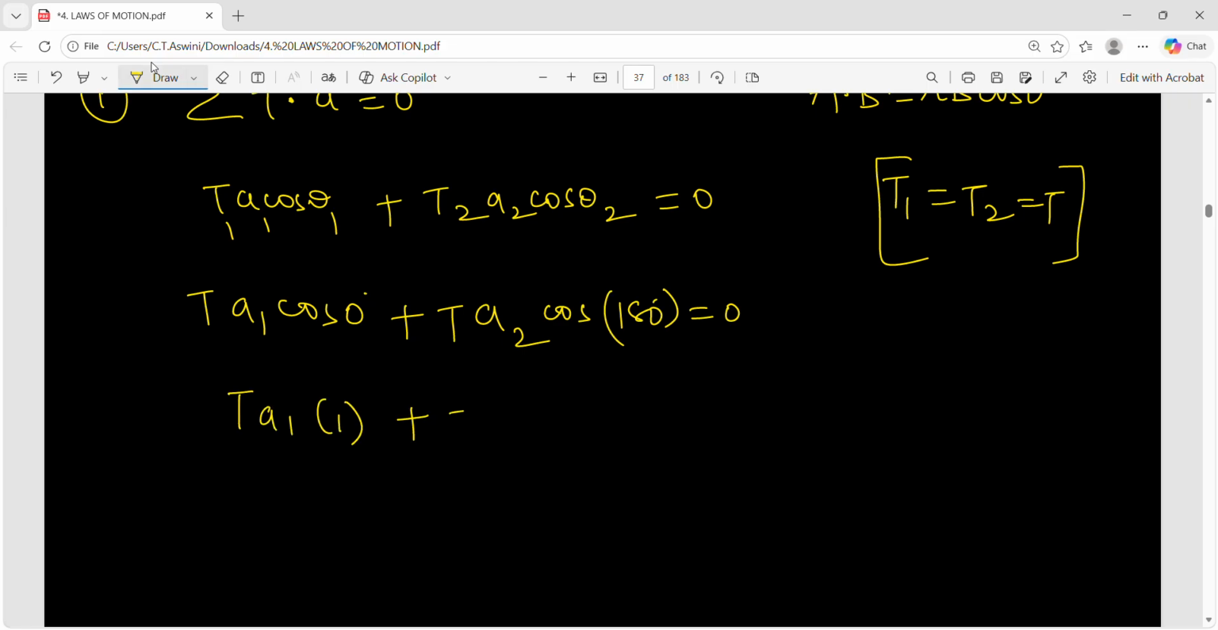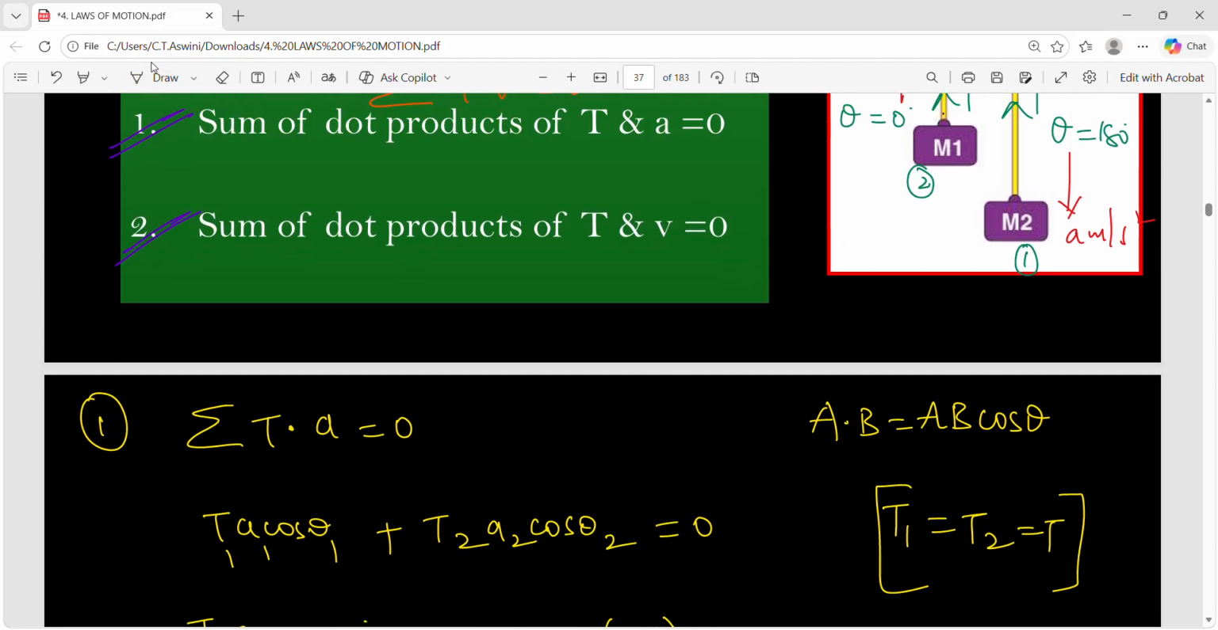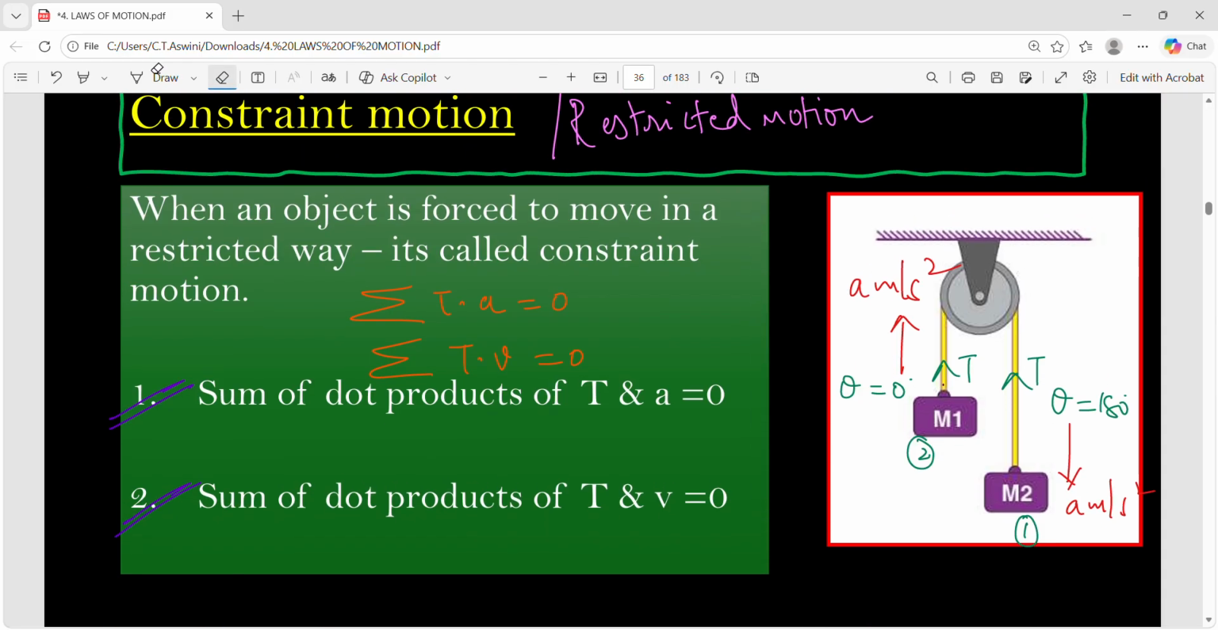Simplify, how much will you get? So T A1 cos 0 value 1. T A2 cos 180 is minus 1. So if I send this negative term that side, I'll get TA1 is equal to TA2. T T cancel. So what will you get? A1 is equal to A2. So acceleration is same for both the blocks. So the same thing we have proved here. This is what we have studied in the beginning, right? For the connected bodies, acceleration will be same. And this is what we have proved here.